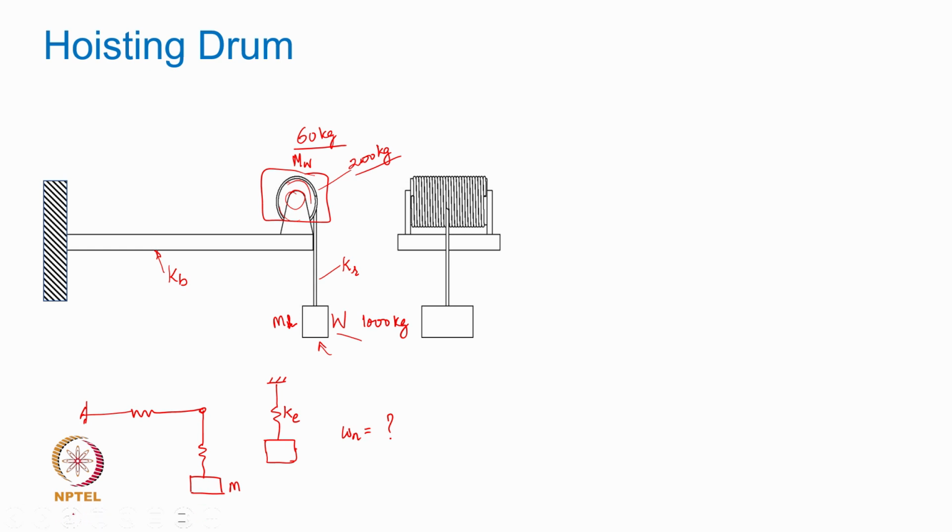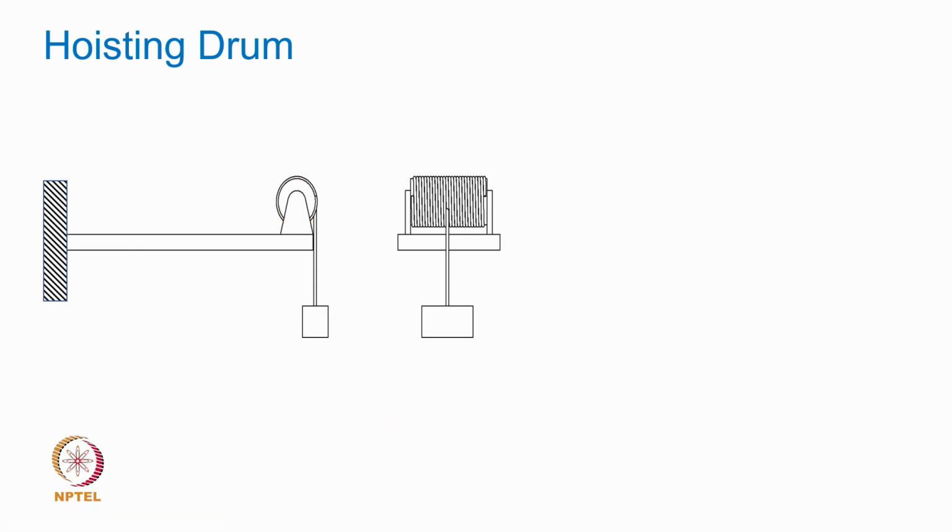So, in here we are now going to assume that the winch mass or the pulley mass cannot be ignored, and then I will make a model which looks like this. I have a spring which represents that of the beam, then I have a mass of the pulley or winch, and then I have a spring representing the rope stiffness, and then I have a mass of the load being lifted by the rope.